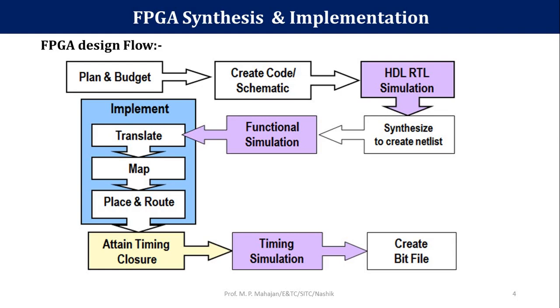First of all, you have to plan and budget for your project. Then you have to write a code or generate a schematic. Then you have to perform the RTL simulation process. Then perform the synthesis process to create the netlist. Then perform the functional simulation of your main code to check whether the expected outcome and generated outcome match. The most important is the implementation process, which consists of different processes like translation, mapping, placement and routing.